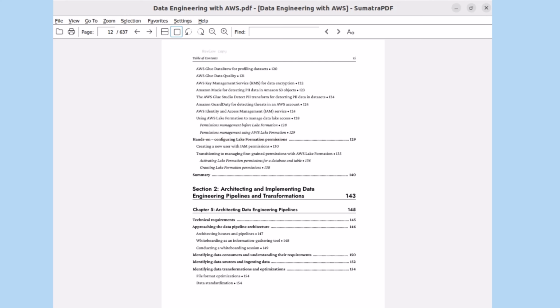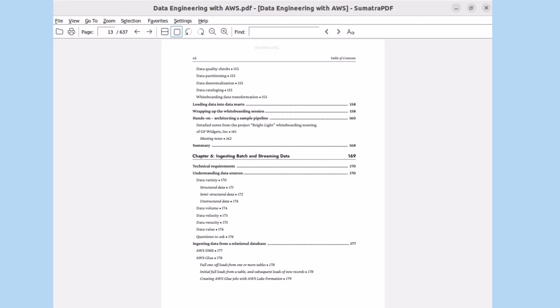Section 2. Notice that we are barely covering 100 pages there, 140 or so. Then that moves into chapter 5, architecting data engineering pipelines. It starts explaining in great detail each one of these, with some background, whys and whiteboarding, how you can gather data, and how you can standardize it. Along with chapter 6, ingesting batch and stream data.